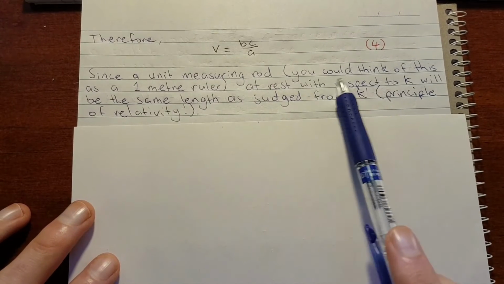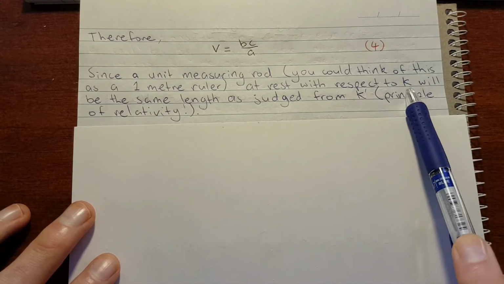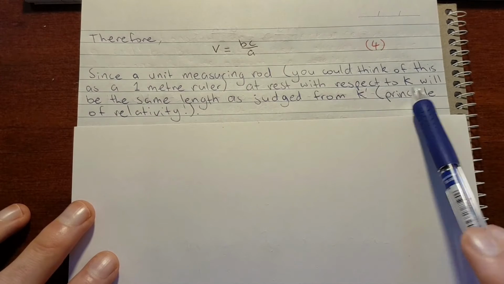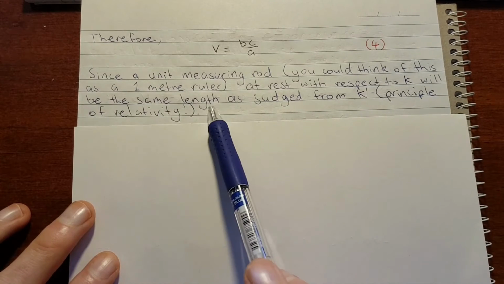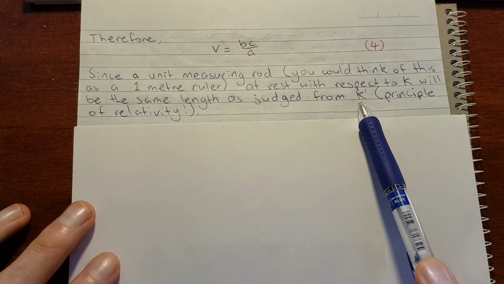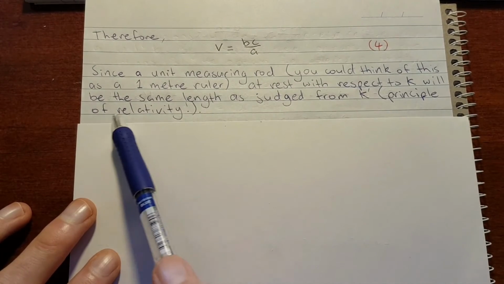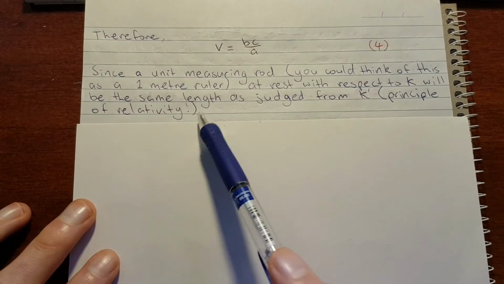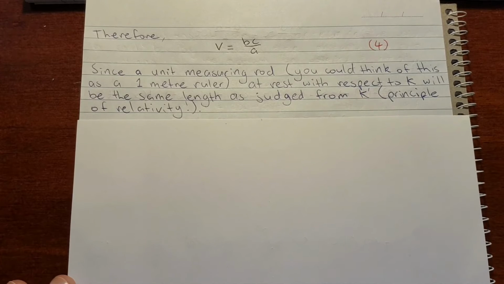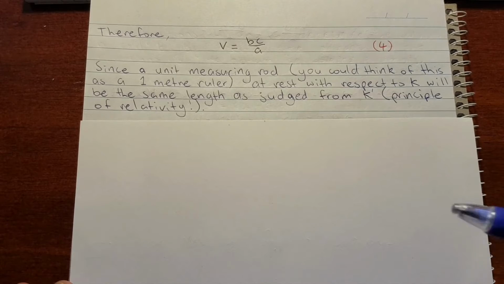So what he's saying here is this 1 meter ruler at rest with respect to K, the 1 meter ruler that you're holding in your hand on the platform, you will judge it to be the same length as I judge my 1 meter ruler from the train when I'm standing on the train as it's moving. This is exactly the principle of relativity, that the laws of physics are the same in all inertial reference frames. So you might have to think about that a bit, because that's a really subtle point and it's kind of hard to get your head around.